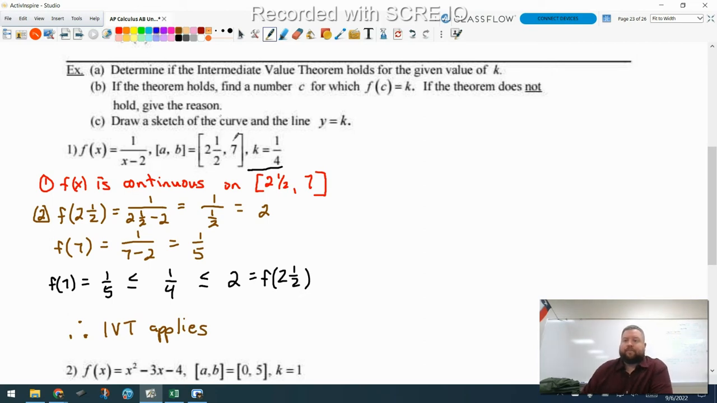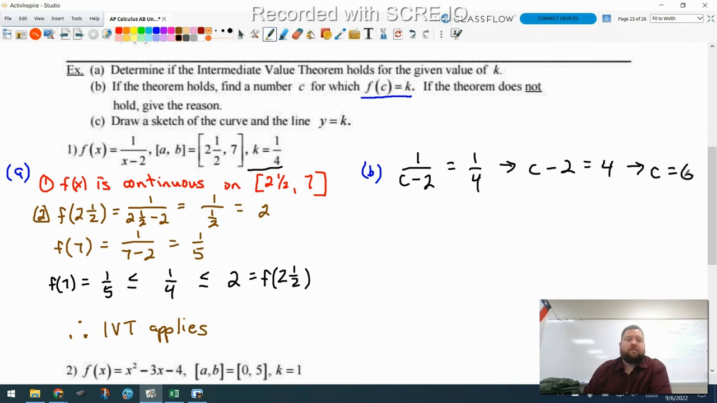All right, part B, I should say. So this is all part A. So part B, we are now going to find the C value for which f of C is equal to K. Okay, so f of C is the function with a C plugged into it. So that's 1 over C minus 2 is equal to K, which is 1/4. Since both the numerators are 1, we just set the denominators equal to each other. C minus 2 is equal to 4, which means that C is equal to 6. You could also cross multiply because we have a proportion, and you get C minus 2 is equal to 4. Same thing.